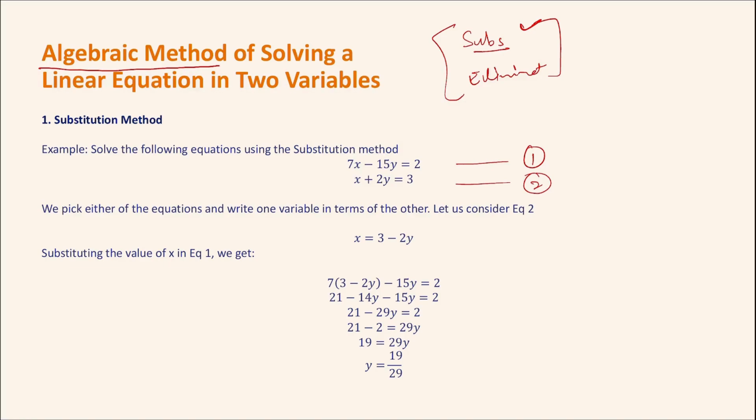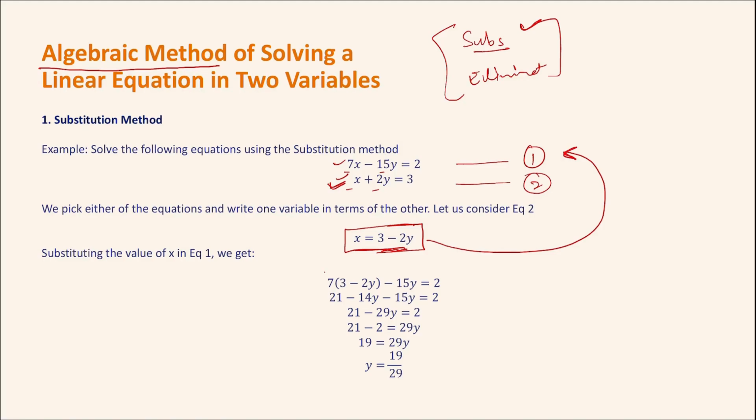Now with the word substitution, you must understand that what we have to do is take out the value of one variable and then substitute it into the other equation, right? In these two equations, you can pick any equation, but I would suggest you pick the one which has smaller constants, like it has 1 and 2 and here it is 7 and 15. So I would choose the second equation, right? So we pick the second equation, which gives x is equal to 3 minus 2y, right? And we substitute this in equation 1 in place of x.